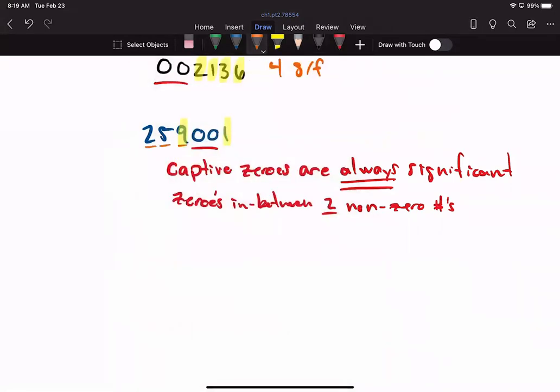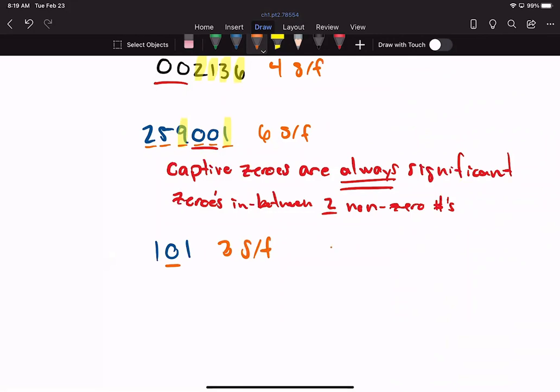1, 2, 3, 4, 5, 6. 6 significant figures, right? There's a captive zero here, and now I need to count all of them. This is 3 significant figures.